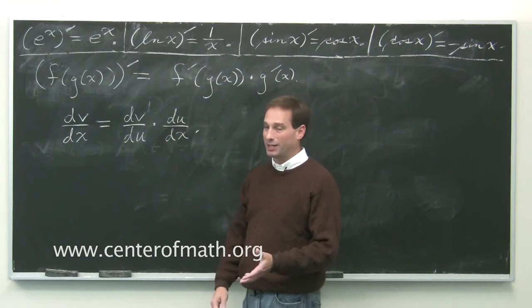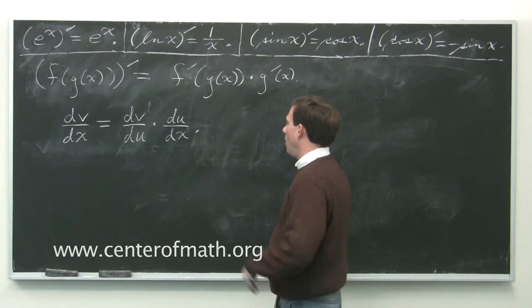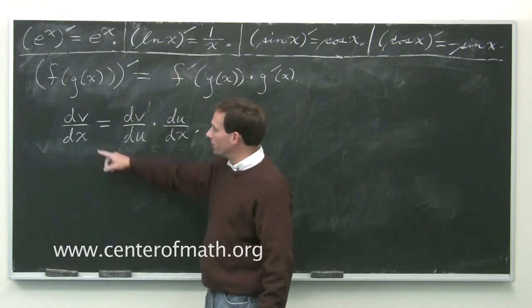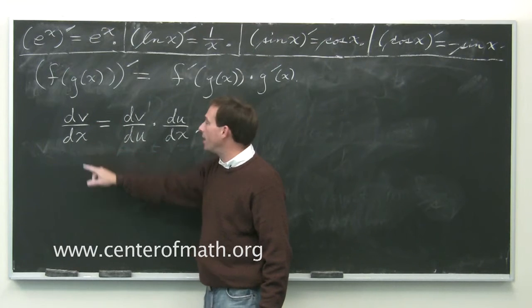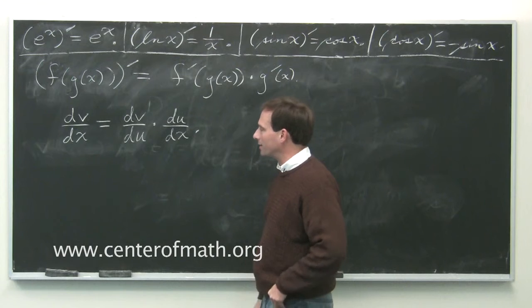That is not exactly what's happening, but it makes things very easy to remember. I remind you, this is just different notation for the derivative. This is the derivative of v with respect to x, the derivative of v with respect to u, and the derivative of u with respect to x.